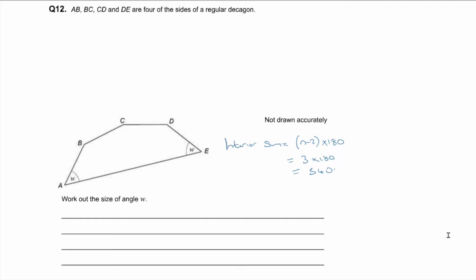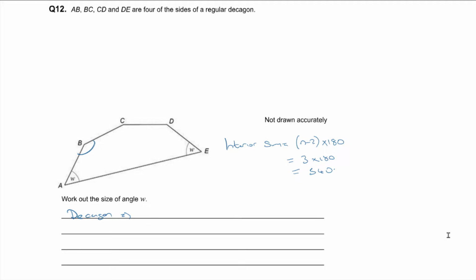Now a regular decagon, each of those interior angles, that's the interior angle of a regular decagon. So for a decagon, again we could use n minus 2. Well, let's just do it that way. I'll show you the other way. I usually work out exterior angles, but I'll show you how to do it the other way as well.